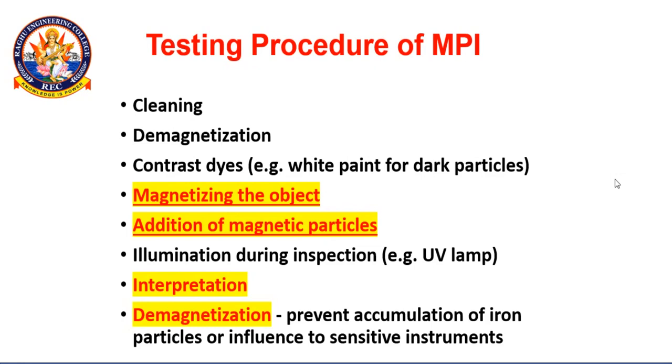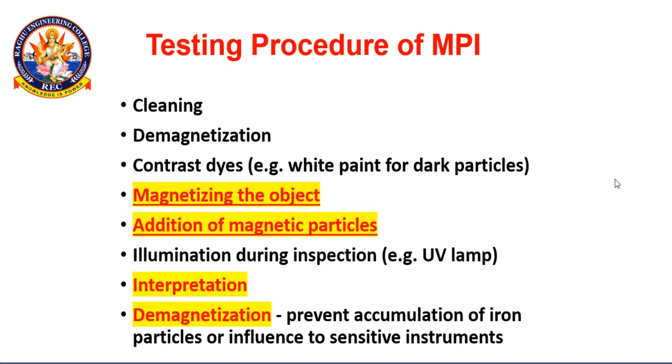As I discussed in the earlier slide, more magnetic flux is available at the edges, the poles. Because of more magnetization forces acting at the poles, whatever ferrous powder we spray there will attract at the crack area, and depending upon that indication, we can say there is a crack.